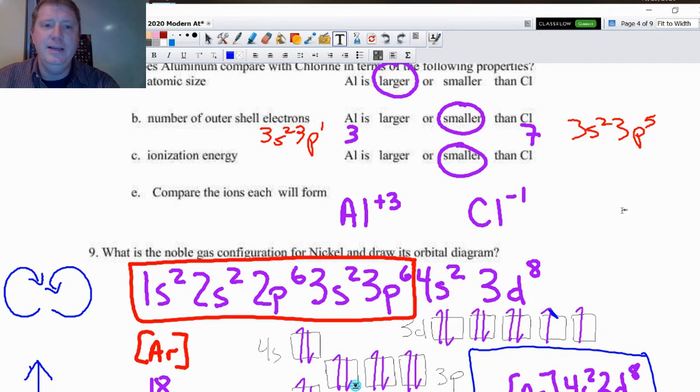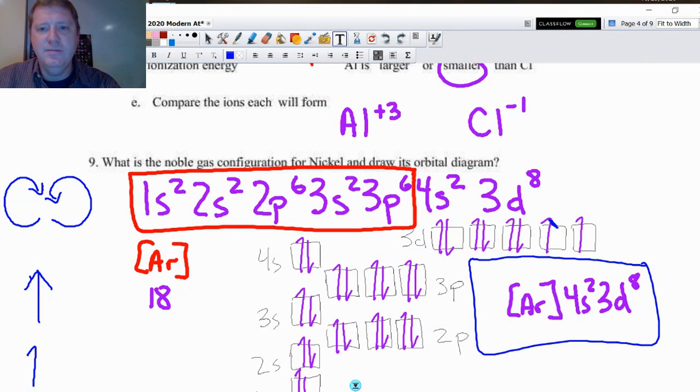Ionization energy, it would be easier to take electrons from aluminum than from chlorine. Again, we said as you get closer and closer to helium, it gets harder and harder. You have to put in more energy. So taking from chlorine would require more energy than taking from aluminum. Again, we're not worried about the ions they make.